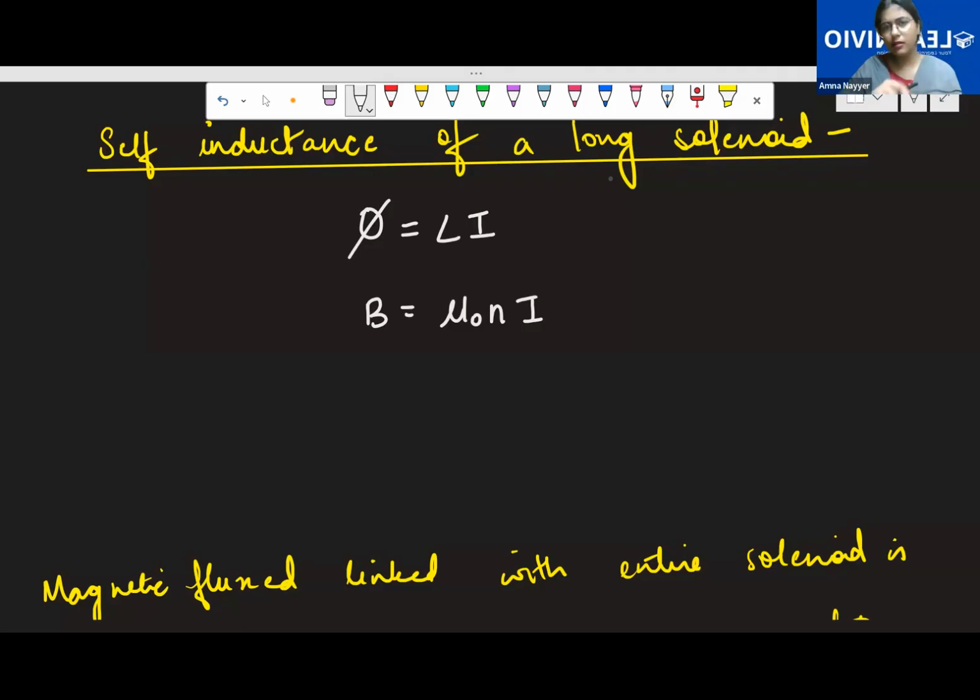B A cos theta. Yes, B A cos theta. That means B dot A, the dot product of magnetic field B and area A.